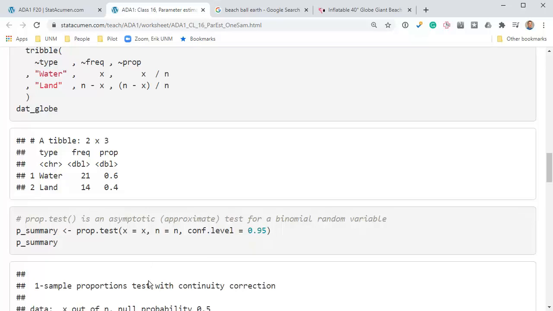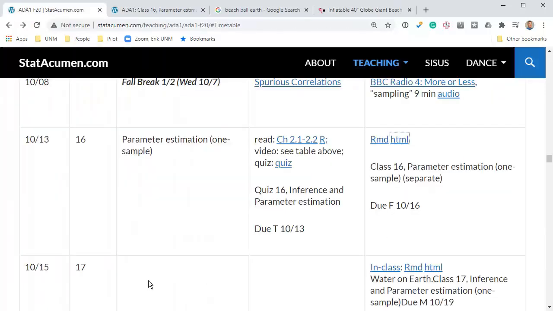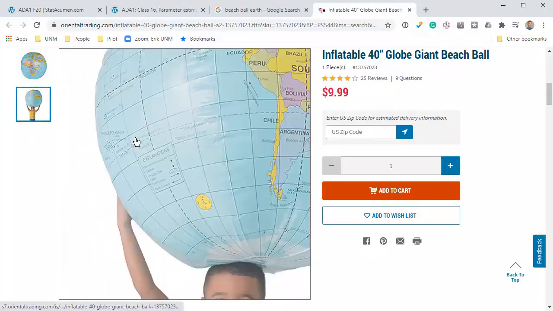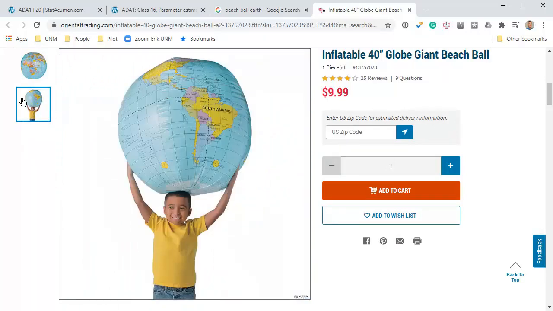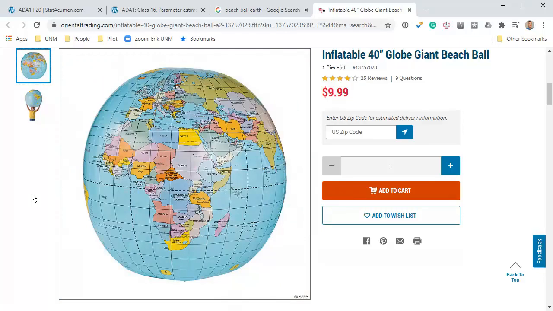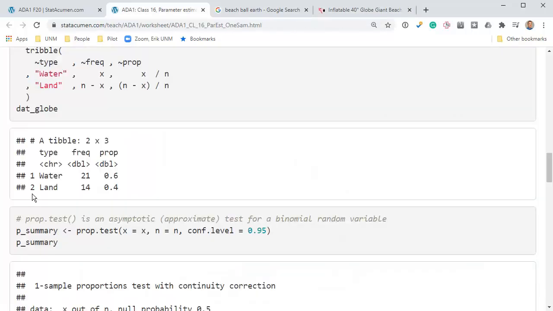One point of distinction here is that we're actually estimating not the proportion of land on the Earth, but we're estimating the proportion of water on Earth. We're estimating the proportion of water on the beach ball, right? Provided that this beach ball estimates the Earth well, the approximation should be pretty good. If we can estimate the water on the beach ball, it'll be a good approximation of the water on the Earth. But just a small distinction there. We're not actually estimating water on the Earth, but just on the beach ball.